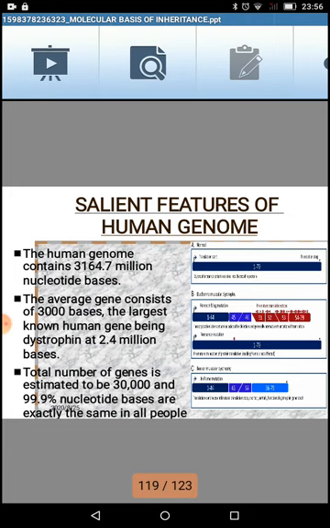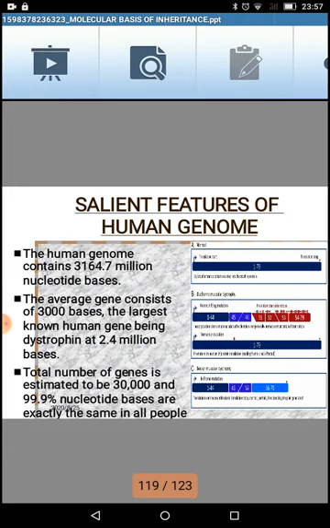We come down to the third one. The total number of genes is estimated to be around 30,000, and 99.9% of nucleotide bases are exactly the same in all people. That is why it is said that each human being has around 99.9% the same DNA. That 0.1% difference in the gene sequence makes the whole story. That is why we are not similar to each other.